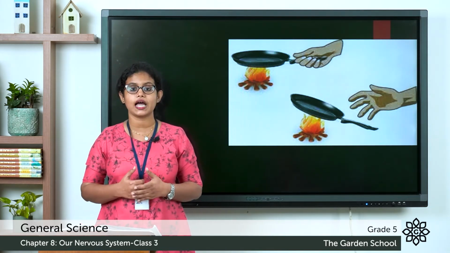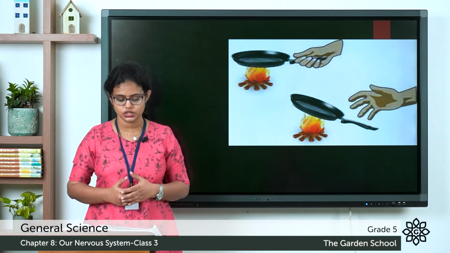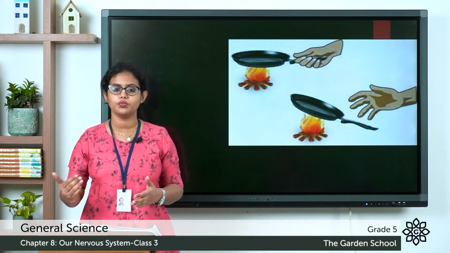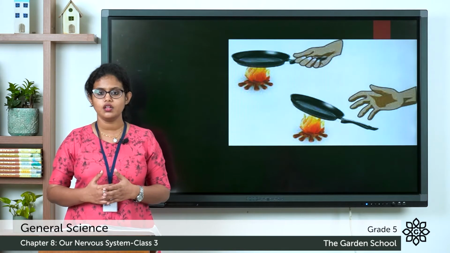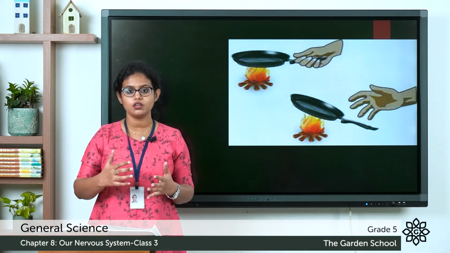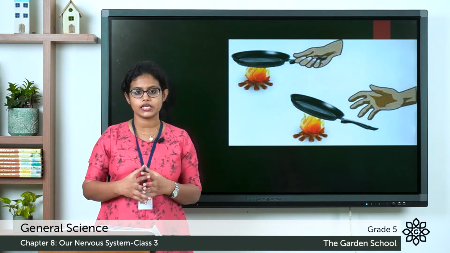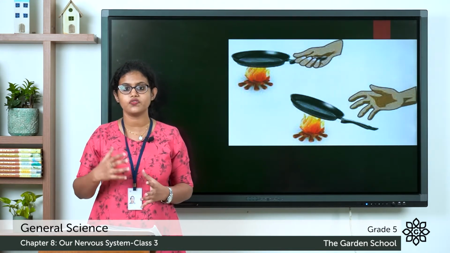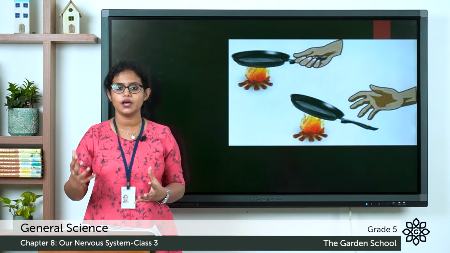The next thing is that some reflex actions directly involve the brain. For example, the blinking of eyes when something moves close to your eyes. So here the reflex action involves the brain.